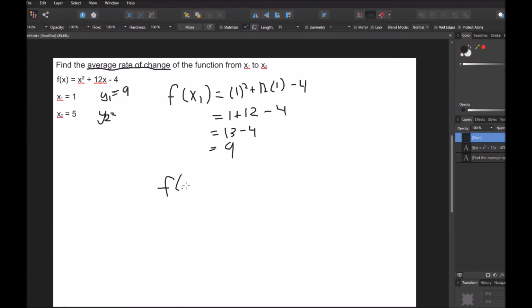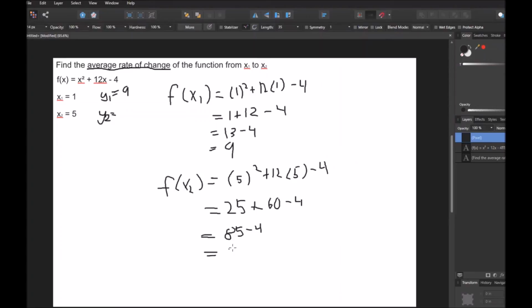Then when we do x2, we're going to plug in 5 wherever we see x. So 5 squared plus 12 times 5 minus 4. 5 squared is 25. 12 times 5 is 60. And that negative 4 is going to stay the same. 25 plus 60 is 85. And we have 85 minus 4, which is just 81.